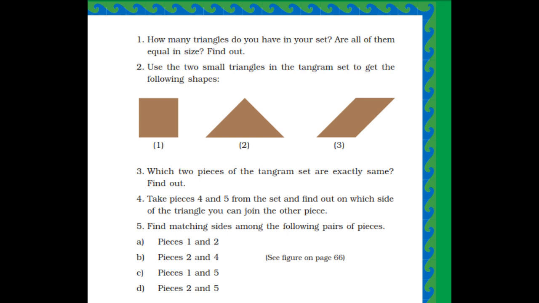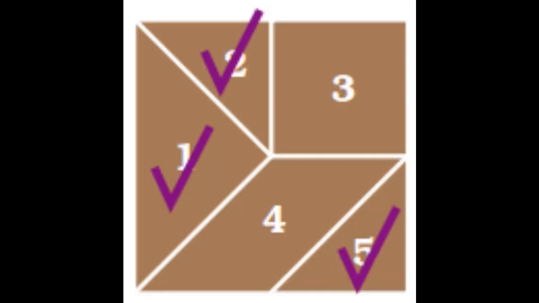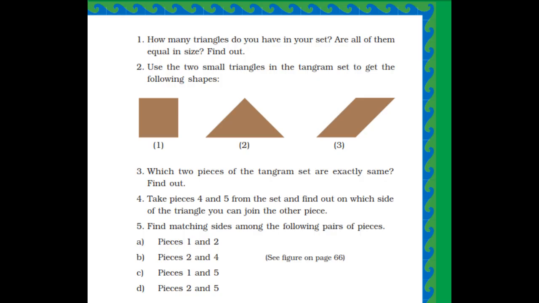Now children, look at this figure. How many triangles are there? 3 triangles, and they are not equal in size. Use the 2 small triangles in the Tangram set to get the following shapes. Now you have to use the 2 small triangles and make the following shapes.